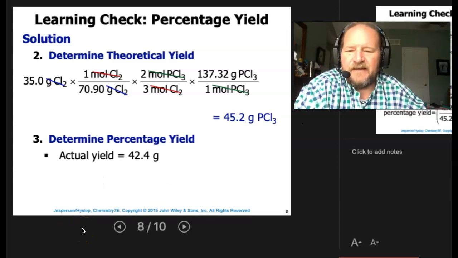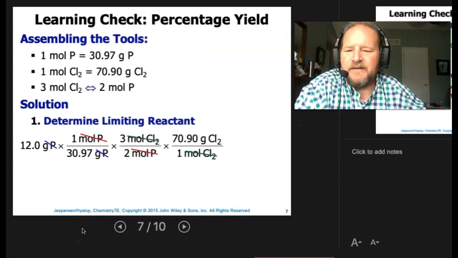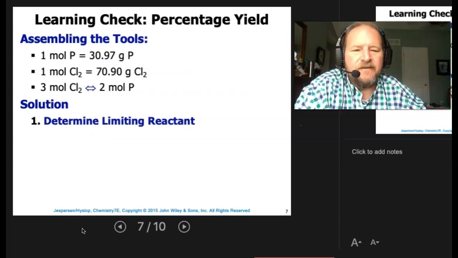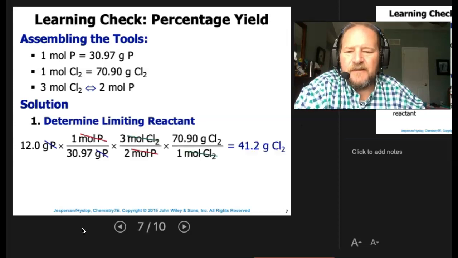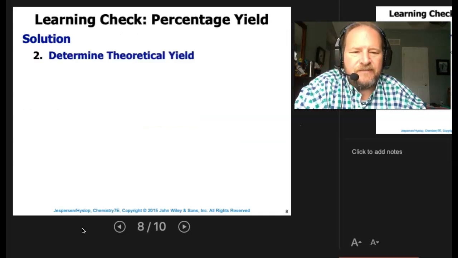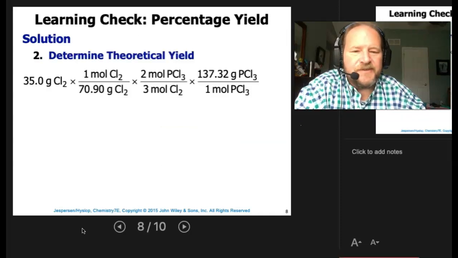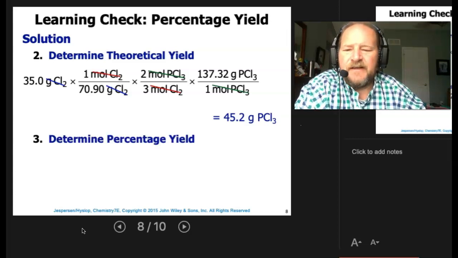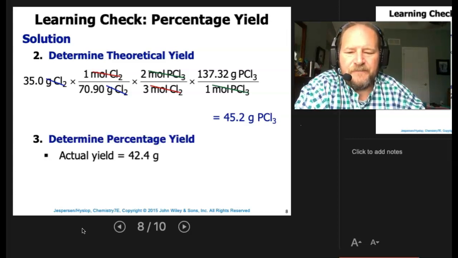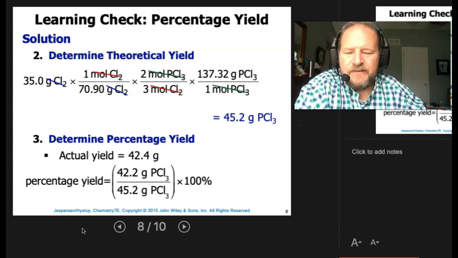So if you need to back that up, all right, the first thing we did was we determined the limiting reactant. We figured out which one was going to be the limiting reagent. Once we knew the limiting reagent, we determined the yield. This was the stoichiometry we did. Okay, so we figured out how many grams of PCl3 we should make. And now the new piece is this last piece, determining the percent yield. Here we're going to take the actual yield, divide by the theoretical yield we just calculated, multiplied by 100%.